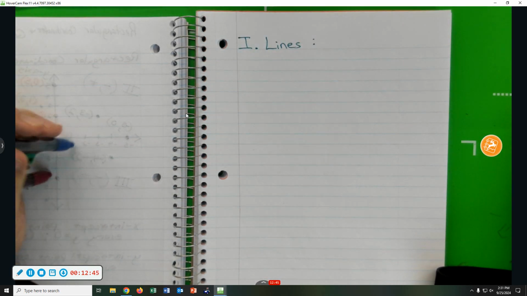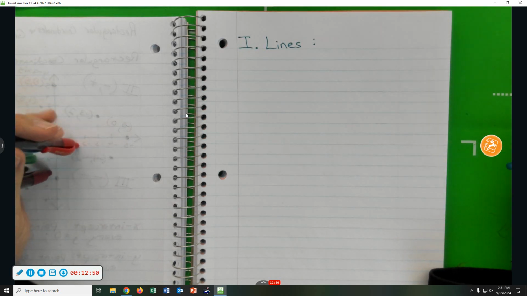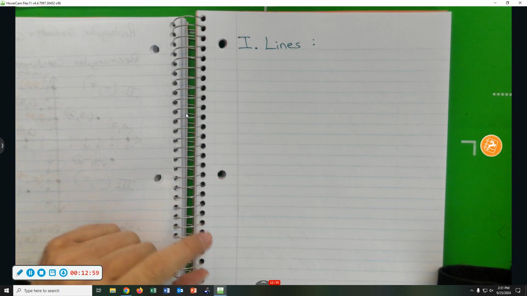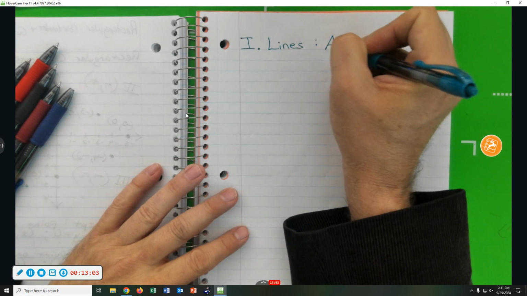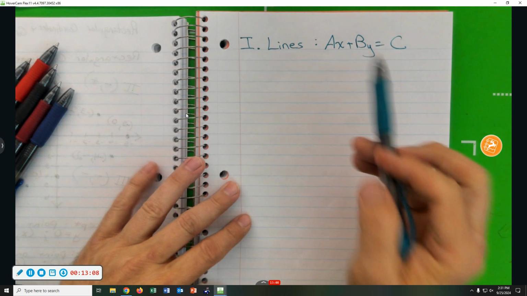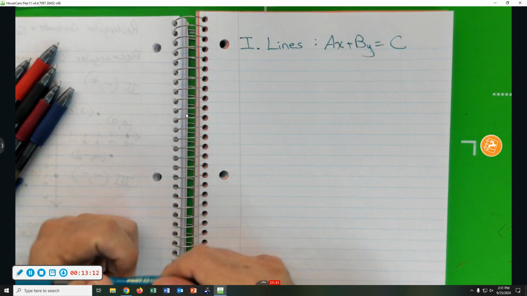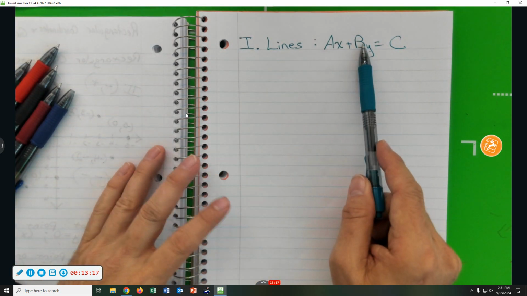Lines have equations that have x's and y's. They don't have x squares. They don't have square roots of x. They don't have y cubes. All they can have is an x and a y. At least one of those. So the equation will be in the form ax + by = c. x and y are the variables. a, b, and c are constants. And a and b can't both be 0.